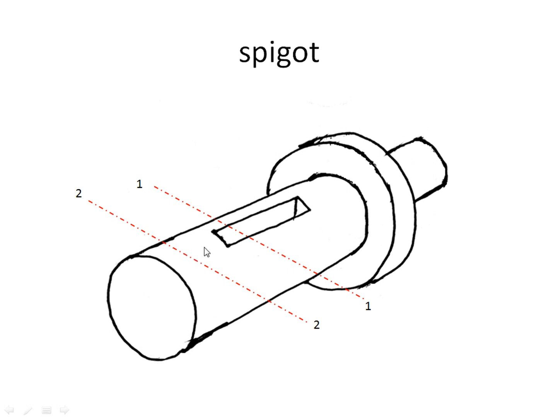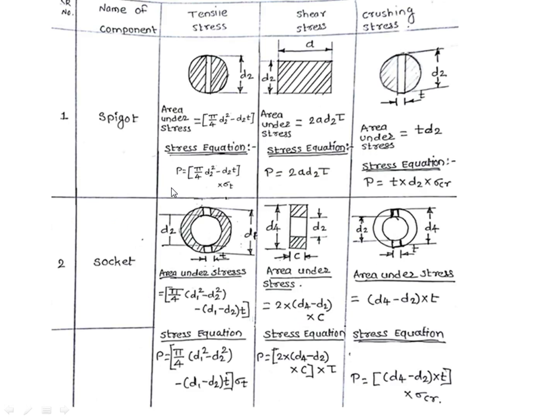That means the area under stress will be A into D2, that is diameter of spigot. The next stress induced in the spigot is the crushing stress, which acts at the contact area with cotter. So thickness into D2 will be the area under the crushing stress. This is for spigot. The stress equation is load equals area into stress.